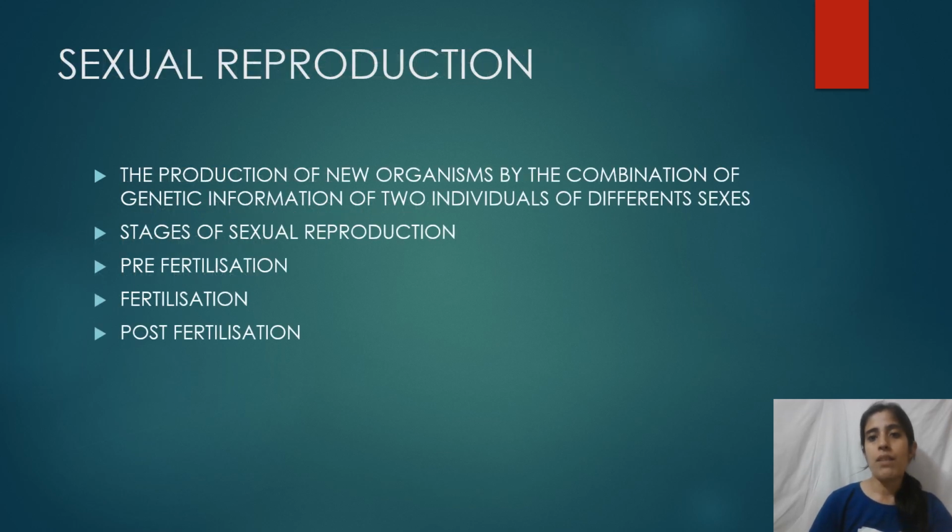Next is sexual reproduction. We have to discuss today the production of a new organism by the combination of genetic information of two individuals of different sexes. The stages are pre-fertilization, in which there is a fusion of two gametes. Then fertilization occurs, and then post-fertilization occurs.